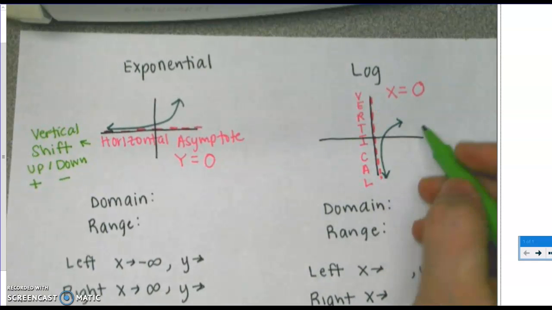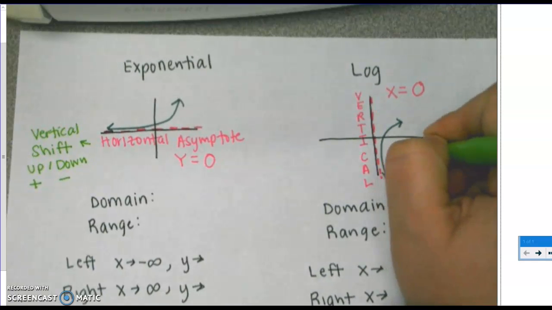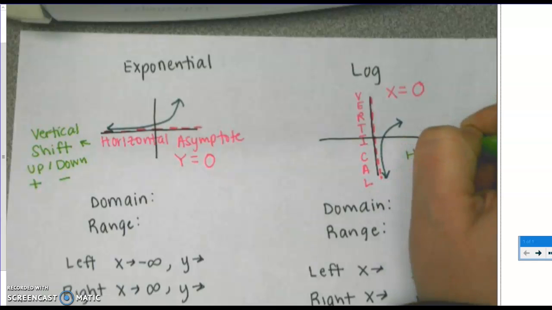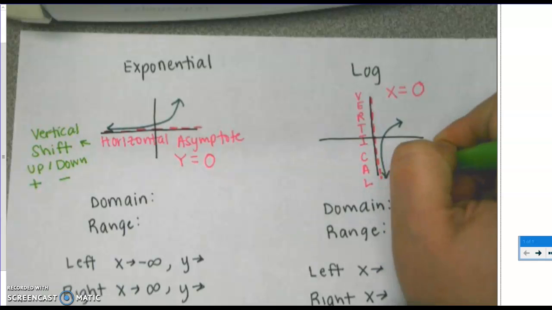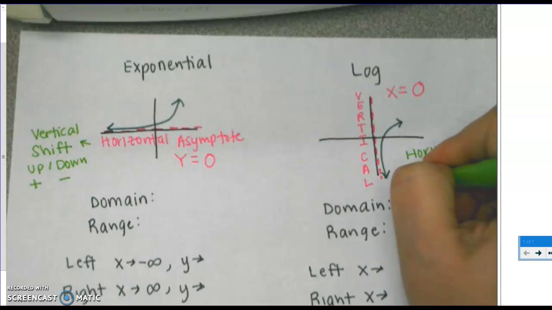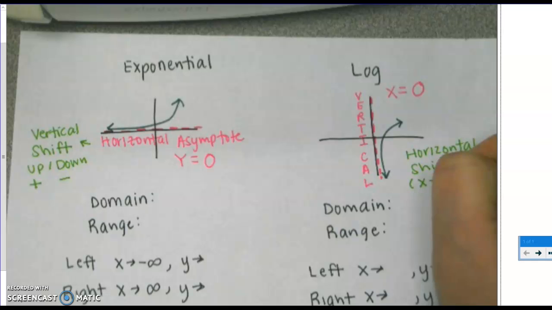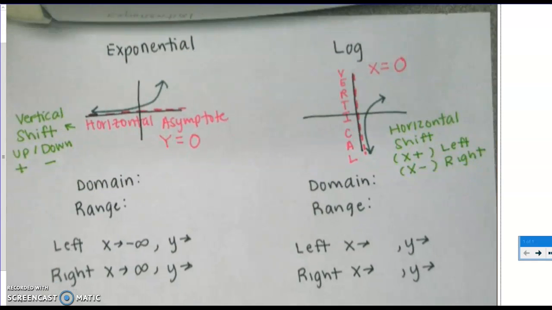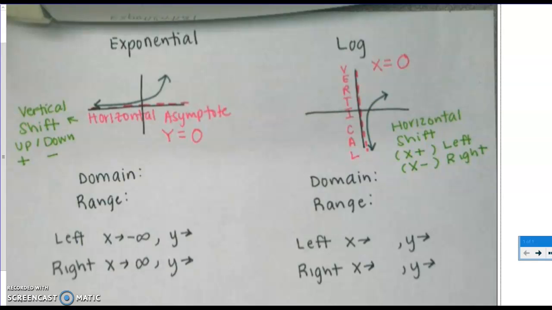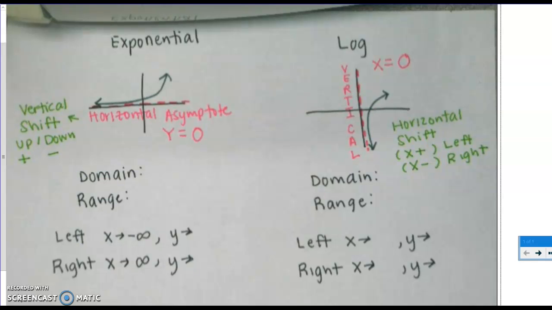The vertical asymptote is affected by a horizontal shift. So that's with the x. If you see plus, it went left. If you see minus, it went right. Remember, those transformations were something that we learned about in Unit 1, so that should start coming back to us again.